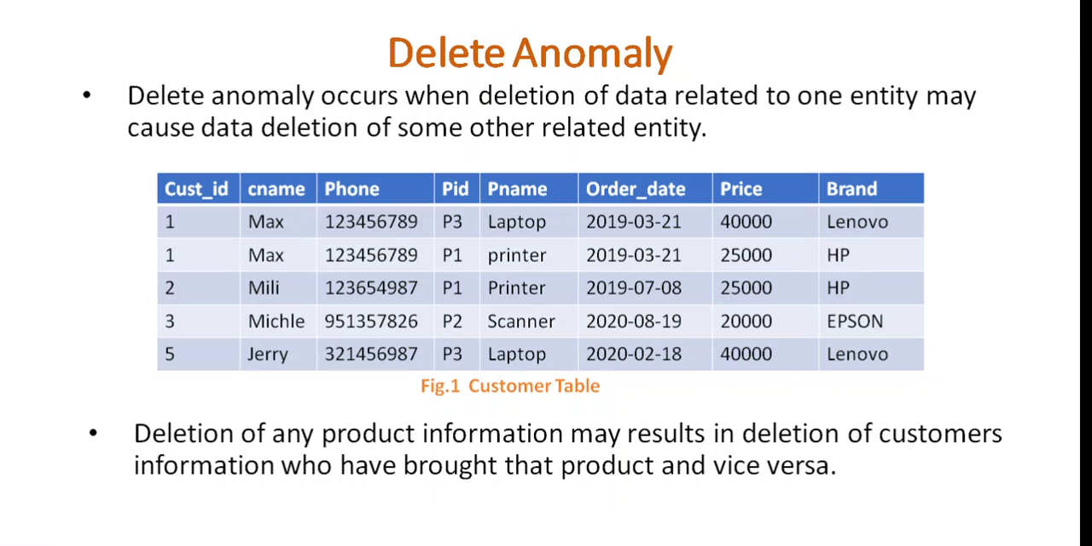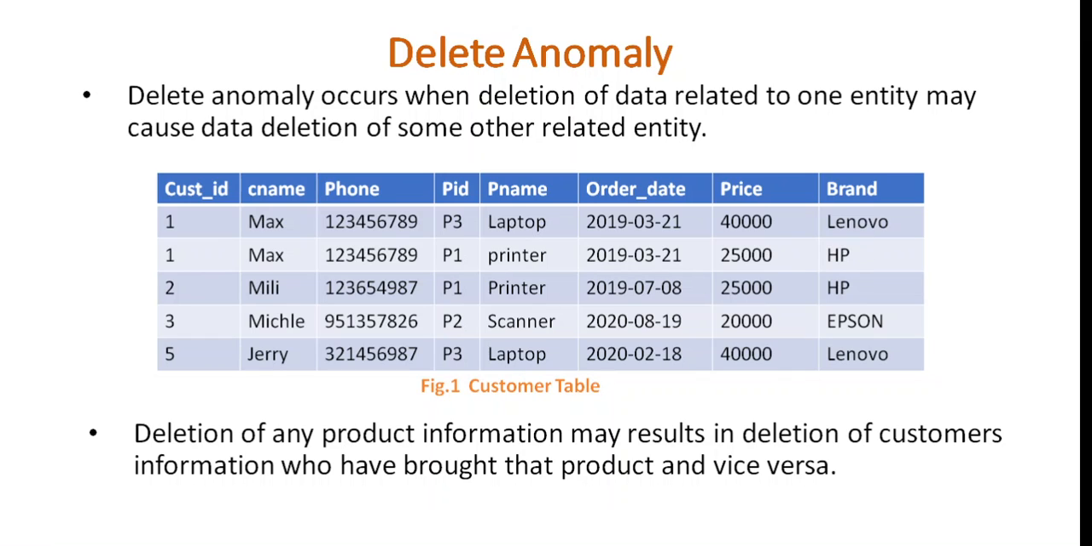Similarly, if I want to delete the information of any customer, then the corresponding information of the product will also get deleted. Here, scanner is ordered by a single customer. Suppose I want to delete the information of customer 3, then it will delete the information of the product also. So this is delete anomaly.